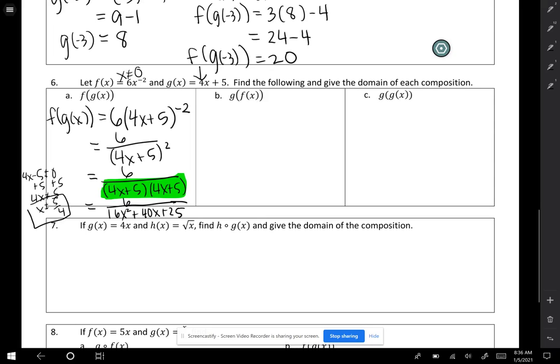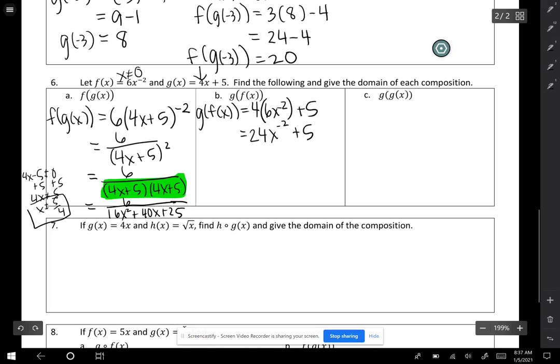Now let's take a look at part B, g of f of x. We're going to start with function g, and we're going to replace x with what f of x equals. So starting with g, I'm going to put down the 4, and then I'm replacing the x with 6x to the negative 2, and then I'm going to put the plus 5. When I multiply this, 4 times 6 is 24, times x to the negative 2, plus 5. I don't want a negative exponent, so I'm going to move that downstairs. So it's 24 over x squared plus 5. That's our simplified version of the composition.